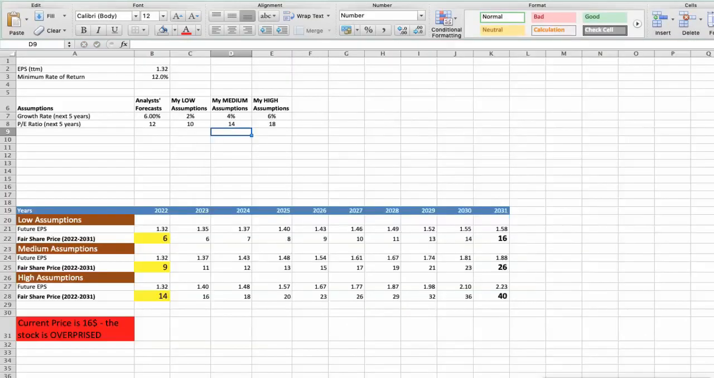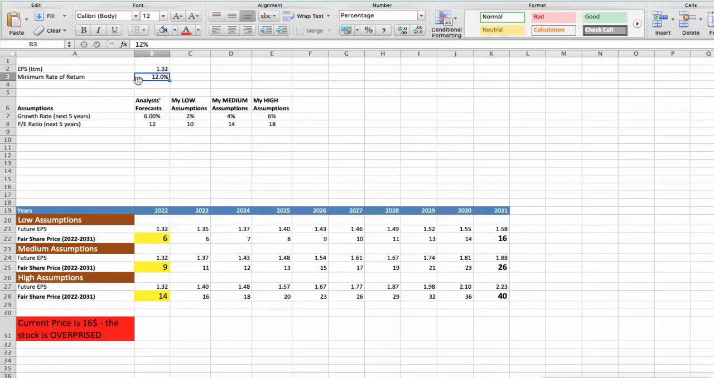Second model. Valuation based on earnings per share. This spreadsheet contains another financial data that we will use for the stock valuation. The current earning per share price for the company is 1.32. Minimum rate of return. I will use 12%.